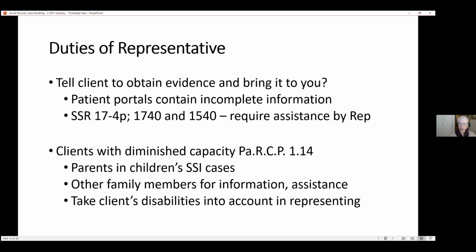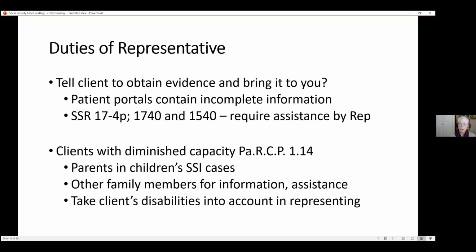Clients with diminished capacity, there's a particular rule of professional responsibility on that. Children, we do SSI kid cases. Obviously, you're going to be dealing with the parents or grandparents in a lot of instances. So you're going to be talking to the parents. But if you have a kid that's a teenager, you ought to be talking to the kid too. And even little guys, sometimes you talk to them about what's happening in the case.